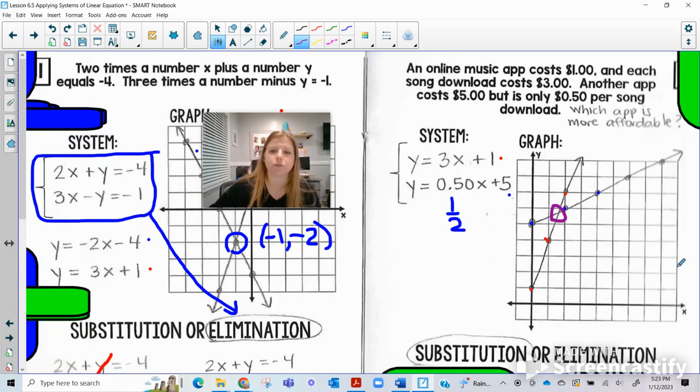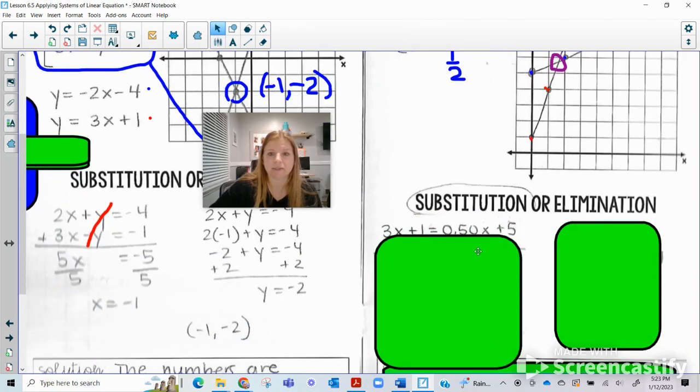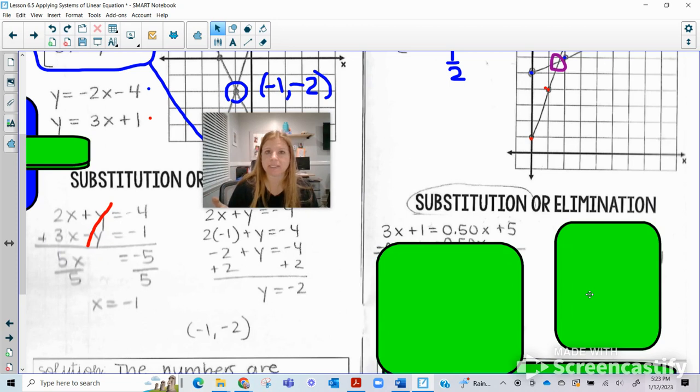I'm not 100% sure. But if we use substitution, which this system is beautifully set up for because they're both set equal to y, I can take everything that y is equal to in the first equation. Let me highlight it. Since y is equal to 3x plus 1, then that means where I see y in my other equation, I'm going to replace this y with 3x plus 1. So substitution is going to work out so nicely. So this would look like 3x plus 1 is equal to 0.50x plus 5. You just now have a basic multi-step equation with variables and numbers on both sides.